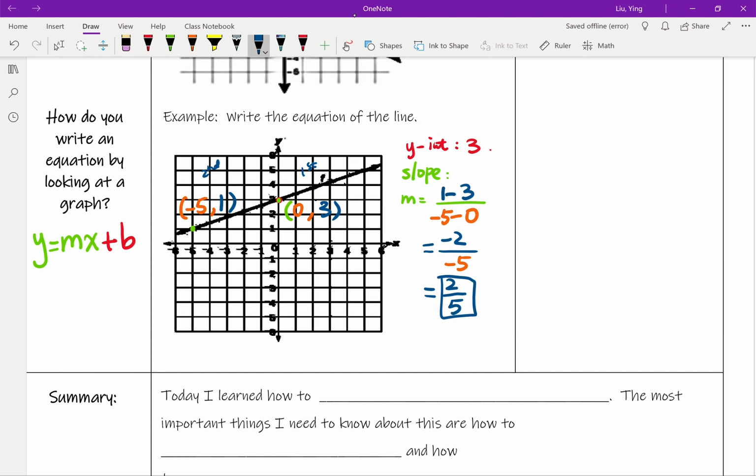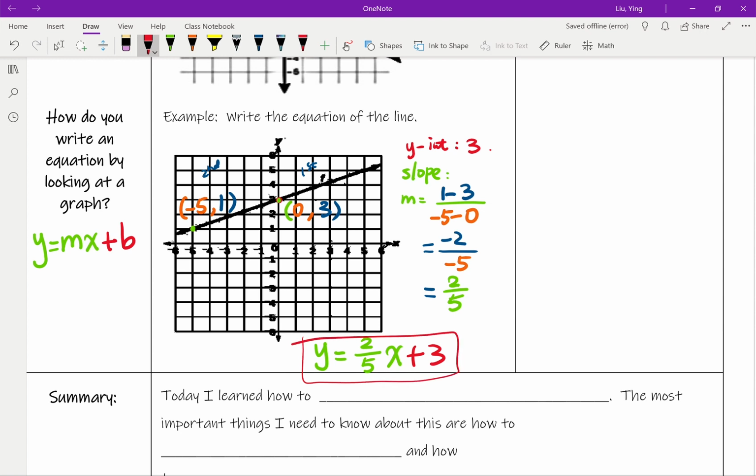Now we can put together the slope and the y-intercept to write our function. So this one would be y equals, so let's change that to green so we know that that's the slope. So the slope is 2/5, so mx plus b, which is our y-intercept. And that together is the linear function.